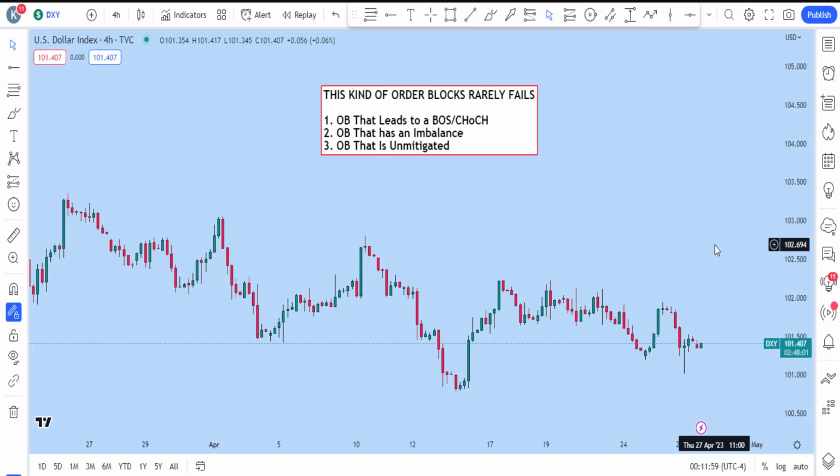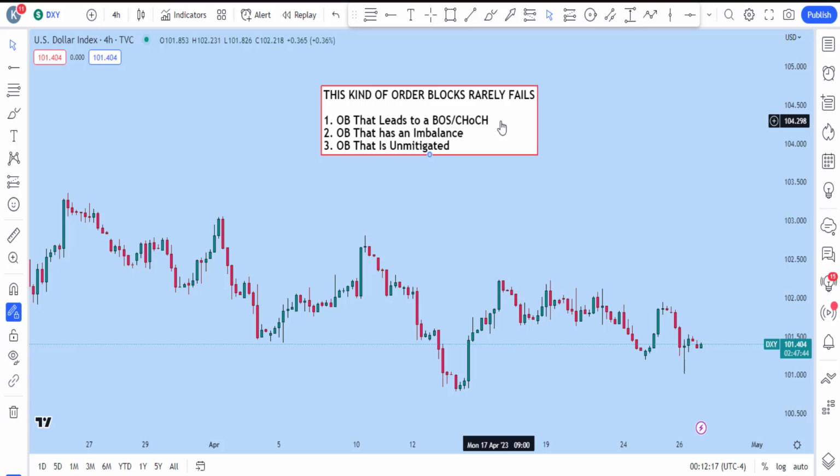Now in response to some of your questions concerning a high probability order block, let me go through everything you need to know about a high probability order block that can give you a perfect trade once you spot them on your chart. So what exactly is an order block?